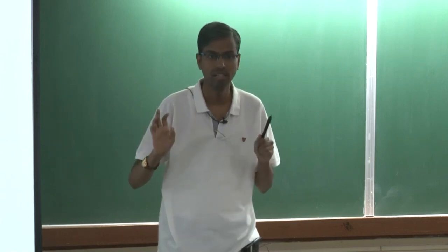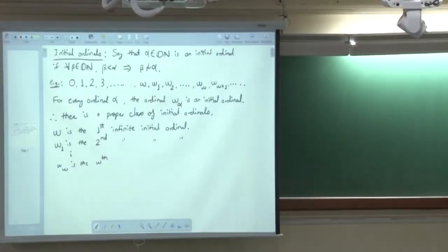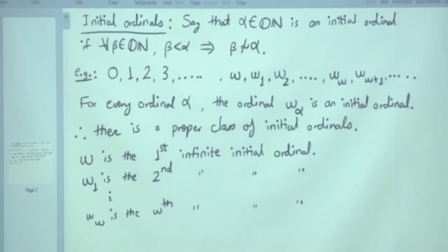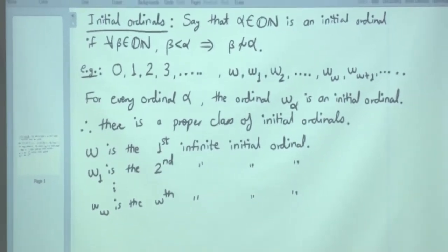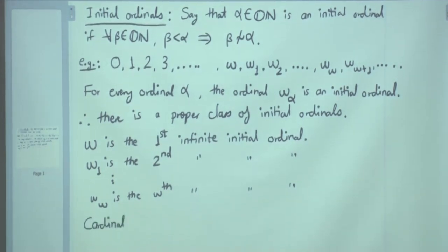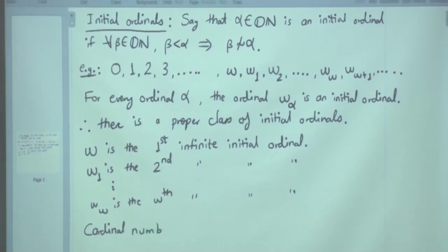Understood? Okay. Now, let's proceed. I will write just this statement. Is the omegath infinite initial ordinal. Now, I am ready to define cardinal numbers.